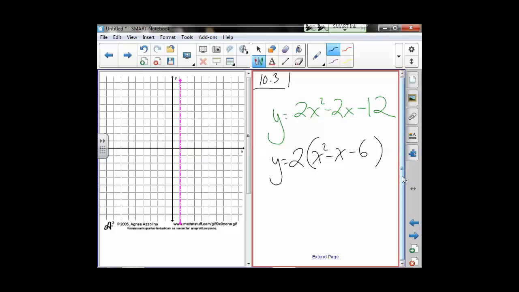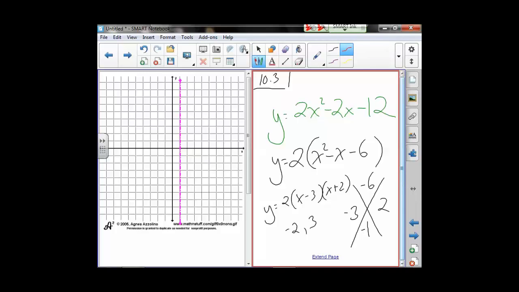All right. What two things multiply to make -6? Okay, so we have 3 and 2. Which one's negative? -3, okay. And so now we have y is equal to 2 on the outside, x minus 3 times x plus 2. What are my values of x? -2 and +3.